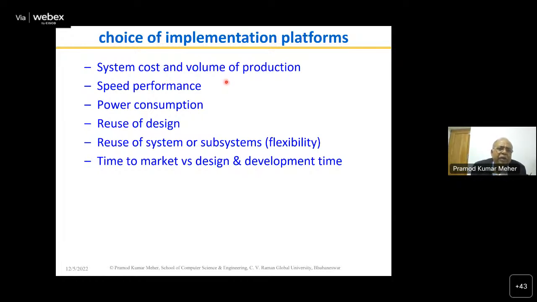It will depend on the different constraints, such as what speed performance is required. If you need very high speed operation, you may have to go for dedicated processors, or you have to see whether your GPU-CPU combination will be enough. And when you use a GPU-CPU combination, the power consumption could be higher. If you have a severe power consumption constraint, then definitely you have to go for dedicated hardware or ASIC implementation. FPGA also consumes a substantially high amount of power compared to ASIC. So if power consumption is a concern, you have to go for dedicated ASIC implementation.